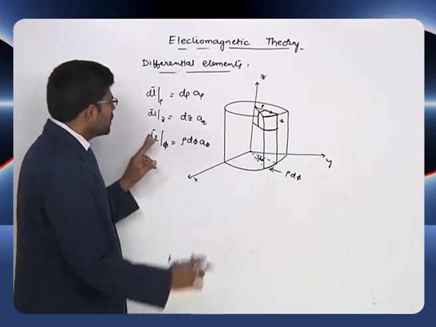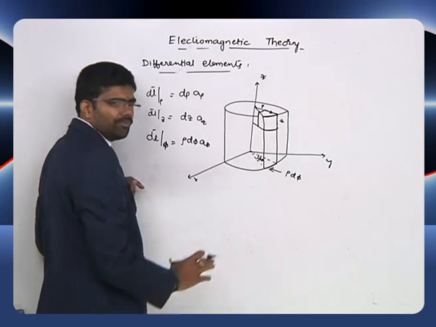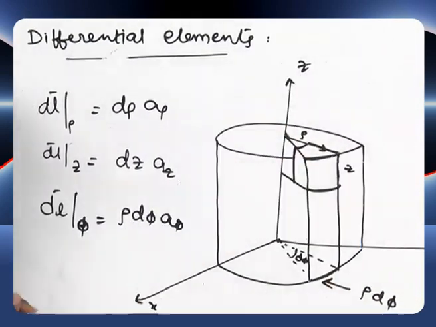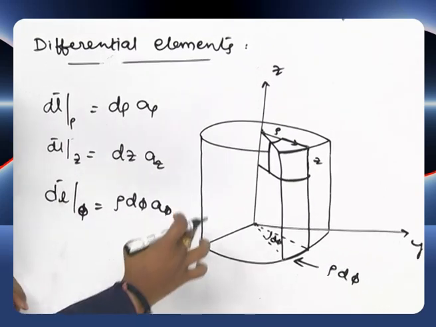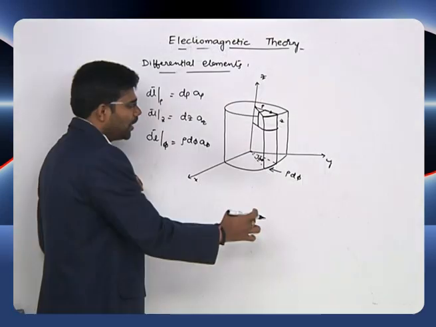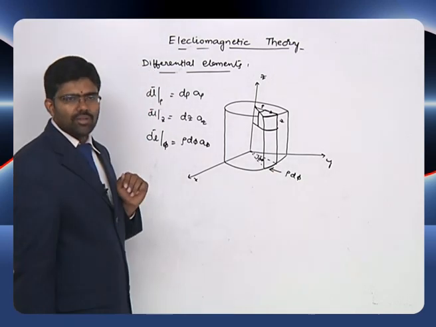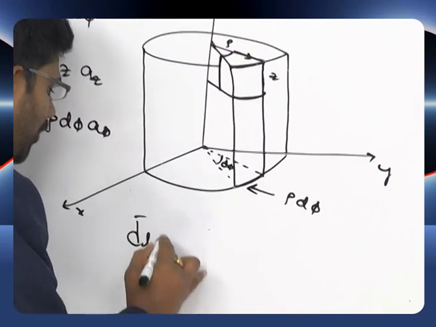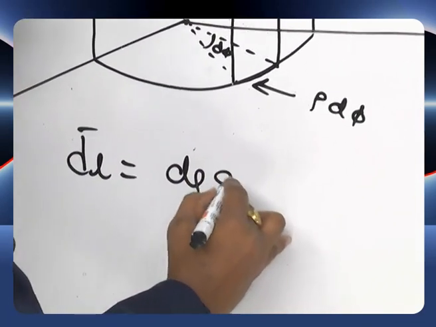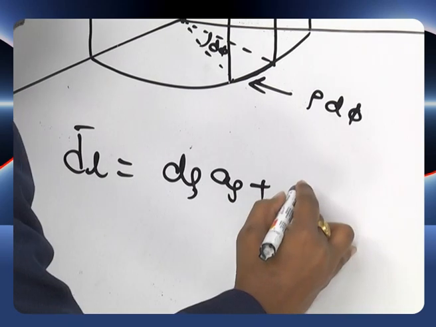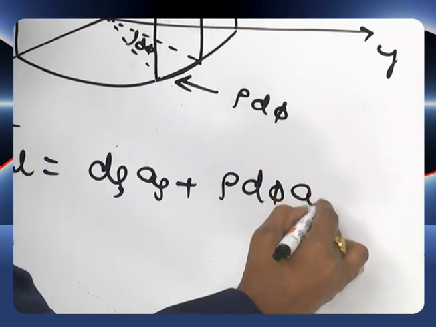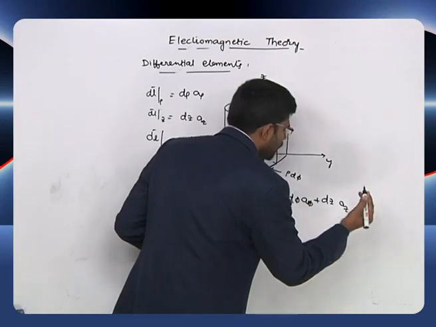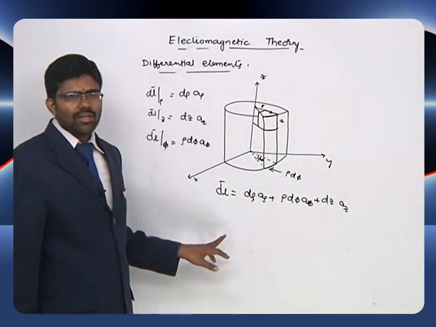So clearly the differential length in the rho direction is d rho a rho, no doubt about it, it is a length. In the direction of z, dz az is also a length, but in the direction of phi, since it is an angle and we are considering an arc, we need to take it as rho d phi. So the general equation for the differential length can now be written as dl bar equals d rho a rho plus rho d phi a phi plus dz az. That is the differential length we have.